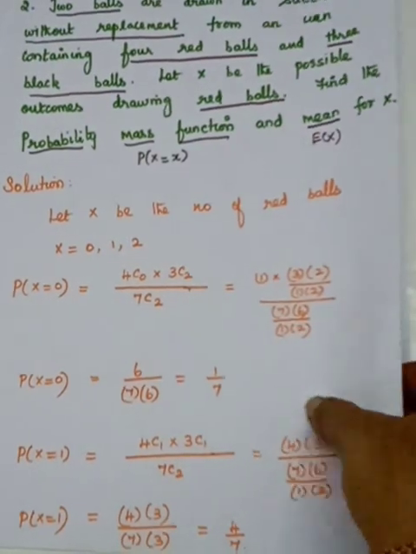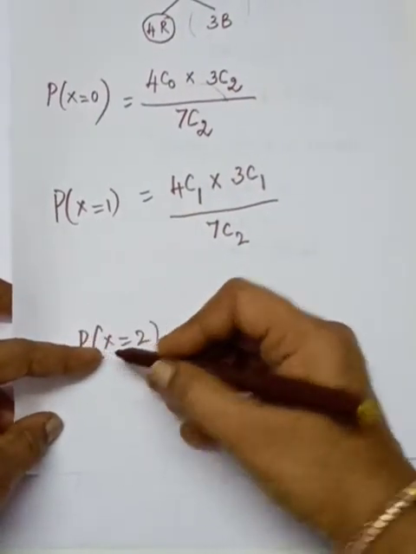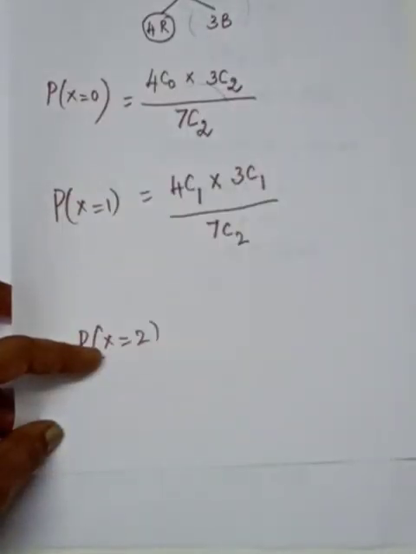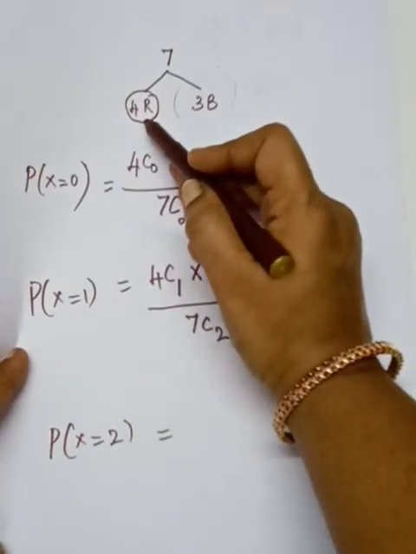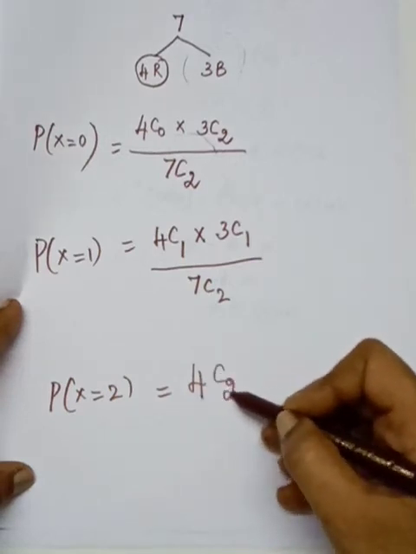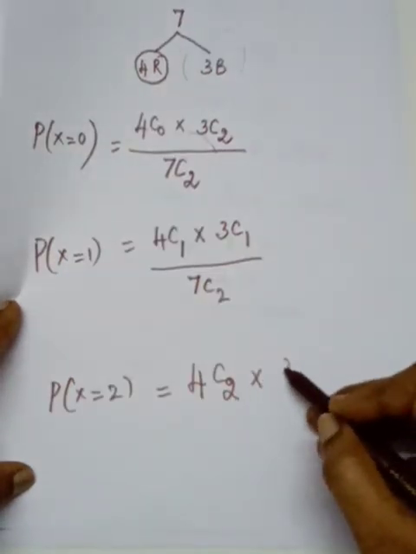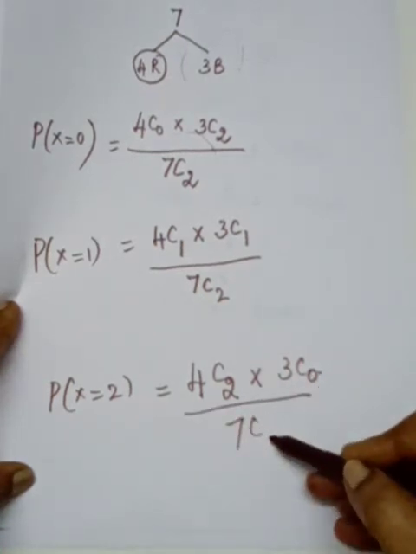Next you have to take P of x equal to 2. x equal to 2 means the number of red balls is 2. So what we have taken from the urn, both are red balls. From 4 red balls, you have to select 2 red balls. At the same time, you didn't select any black ball. So 4C2 into 3C0 divided by 7C2.